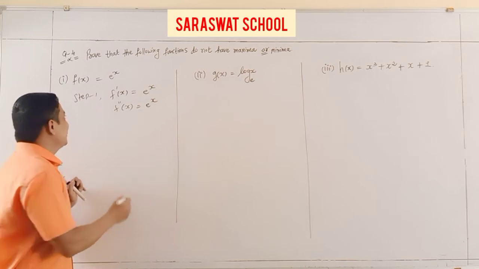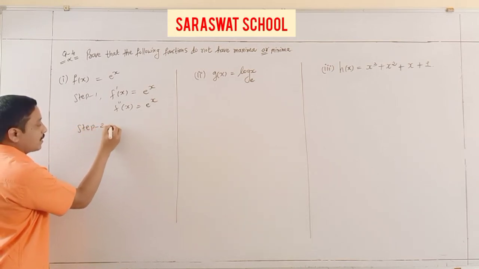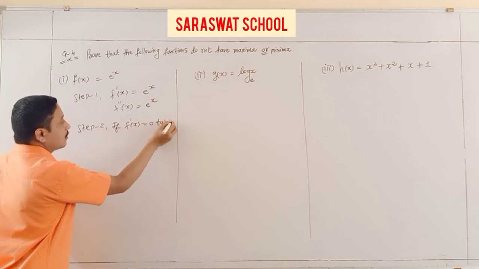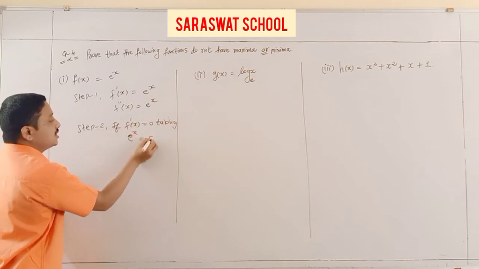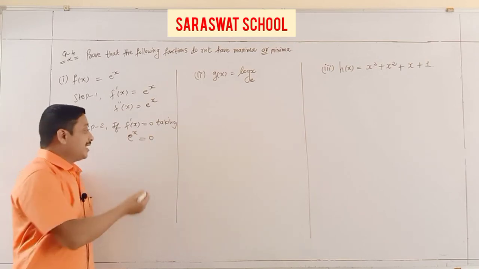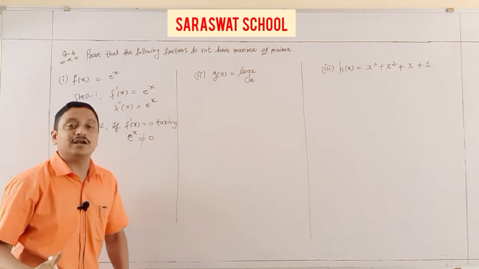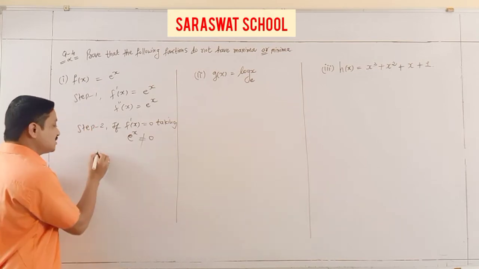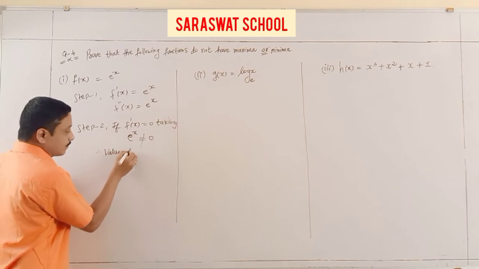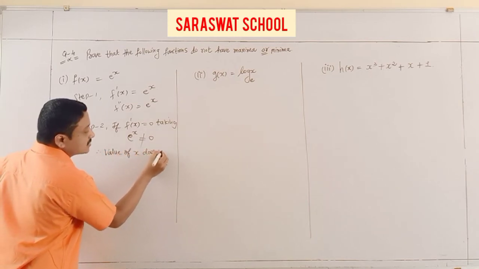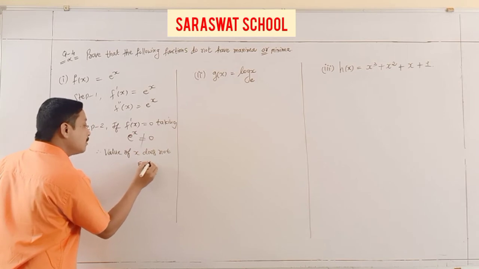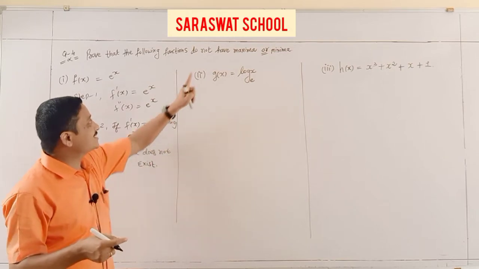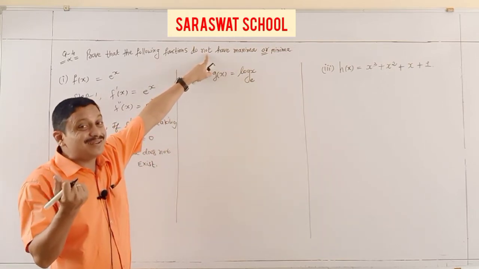Now step 2, if f dash x equal to 0, taking, so my equation is e raised to x is equal to 0. But it is not true, because every exponential function is never 0, never negative. e raised to x is not equal to 0. It means the value of x does not exist. It is not possible. x not possible, so we cannot check in the double dash. It means they do not have maximum and minimum value.